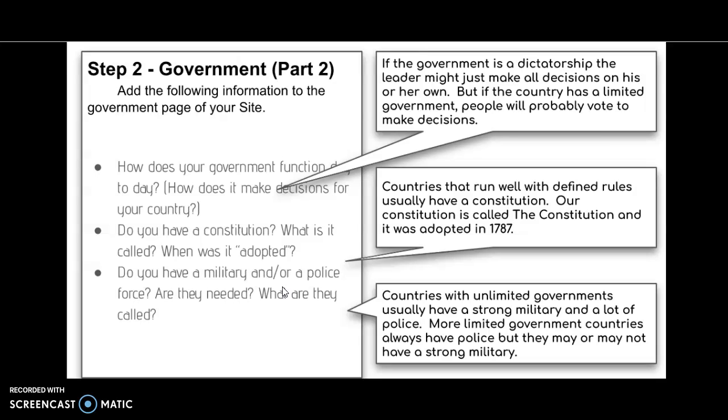So you want to think about, what is your good country and your bad country? How do they look at having a military, and how do they look at having a police force? That's all you're going to add to the bottom. So the only new stuff for today is this, as well as adding your little flag papers, which is very, very simple. That's all you've got to do today, and you'll be all done for the weekend.